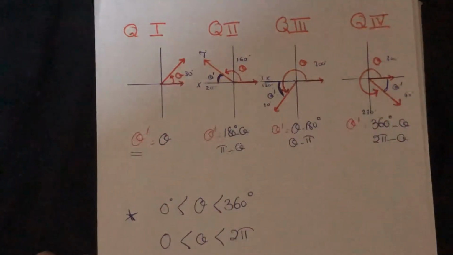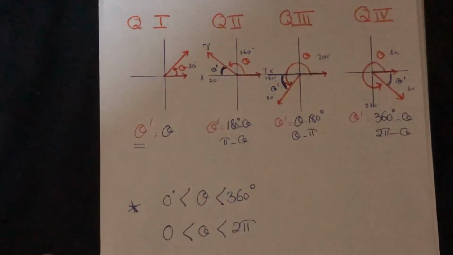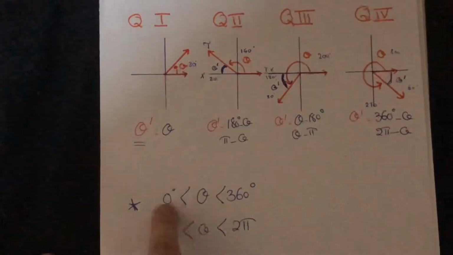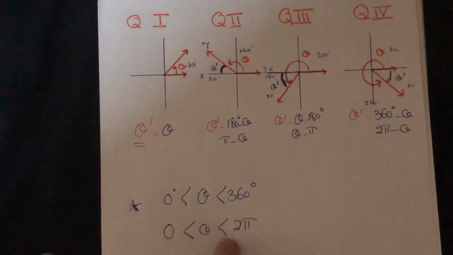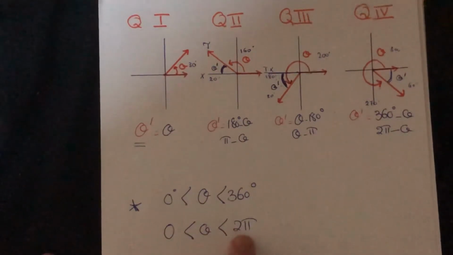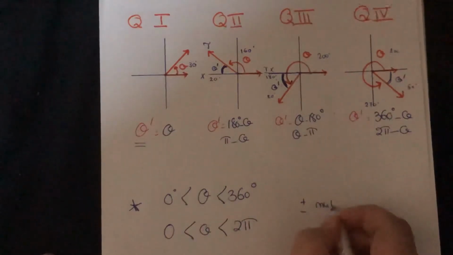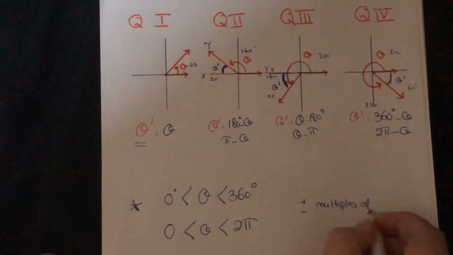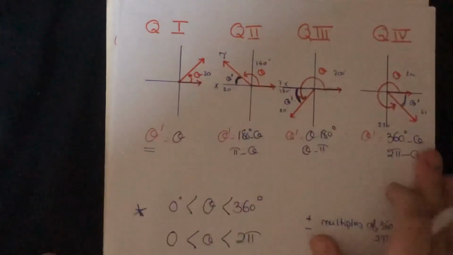All these rules will be used under one circumstance: the theta is in the range from 0 to 360, or from 0 to 2 pi. If the angles given in the questions are not between 0 and 360 or 0 and 2 pi, then you have to fix that by adding or subtracting multiples of 360, or 2 pi if it's in radians. Otherwise, you will use these rules and they will all be wrong.